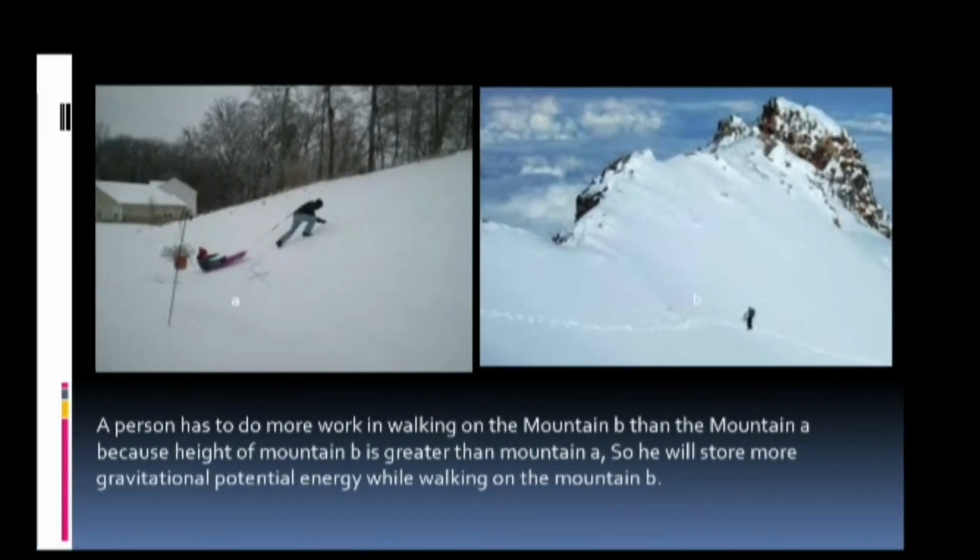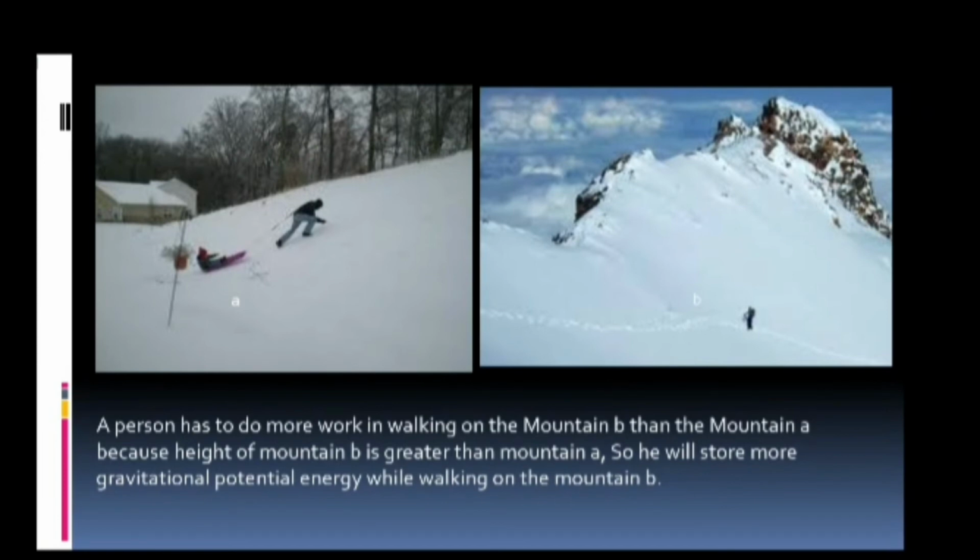Next is, here you can see there are two mountains. One is very high and one is a bit lower in height. So we will see on which mountain a person will do more work. Definitely mountain B, because mountain B is higher. So if we have to go on mountain B, then definitely we have to do more work than on mountain A.